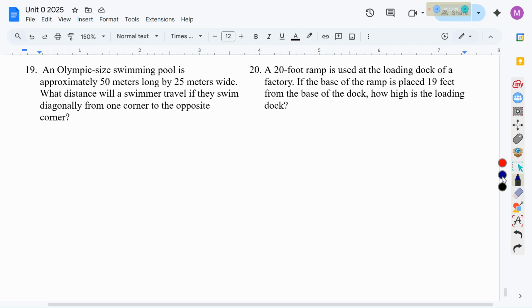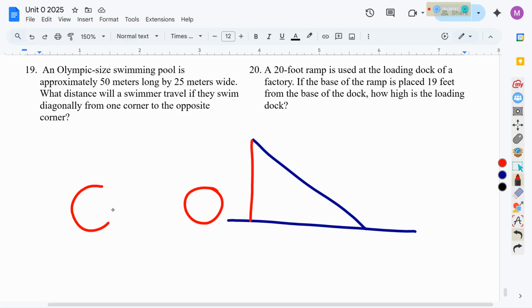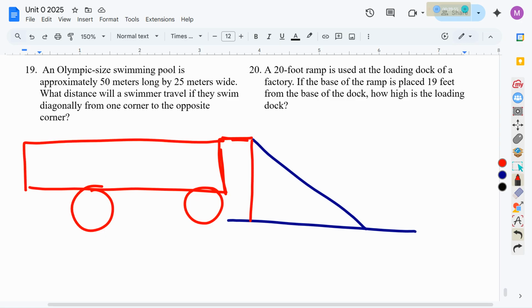In this case, it said a 20-foot ramp is used at the loading dock of a factory. A ramp, you got me? That means it's something slanted. So we have the ground, and we know there's a ground and we know there's a ramp. It says it's from the base of a dock. So there's a loading dock, which means maybe a truck is parked down here or something like that. We got this big truck, but then maybe there's a platform that's lifted up, and up here is where we actually load the things onto the truck. So this is the situation they're giving us.